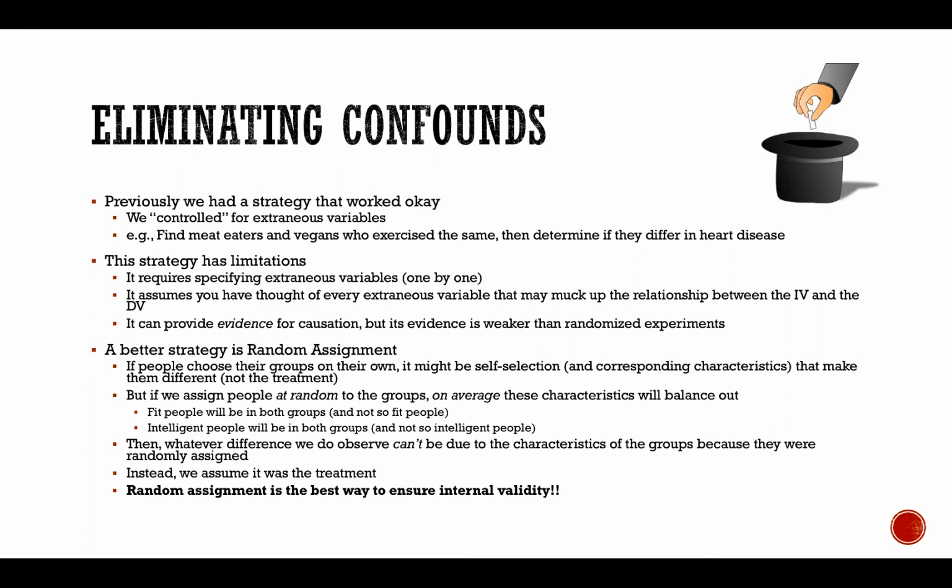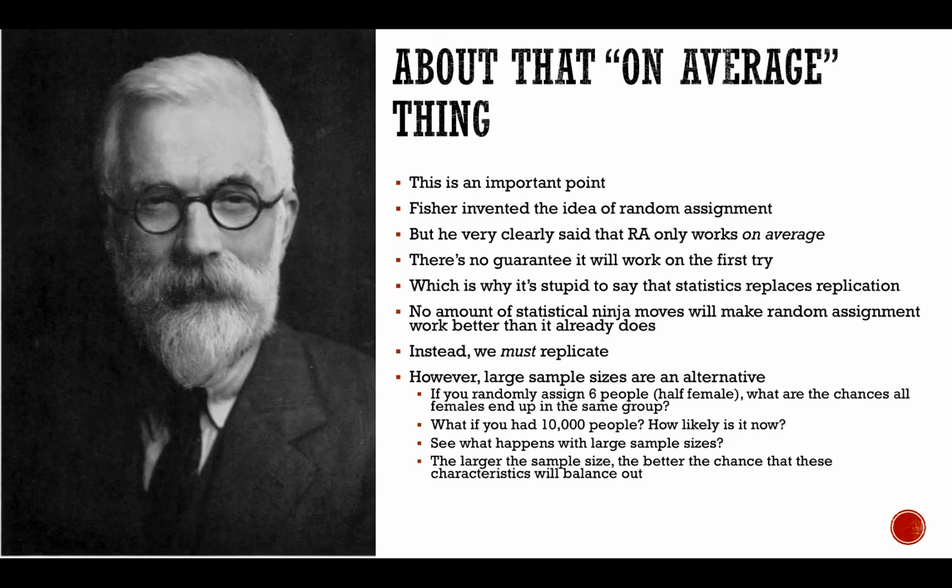And on average is the important thing there. And likewise, if intelligence might be a confound in a quasi-experimental design, if you do random assignment, on average, you'll have smart people in the control group and smart people in the treatment group, and not so smart people in the control and not so smart people in the treatment. So then whatever differences we observe can't be due to the characteristics of the group because they were randomly assigned. So that's the basic idea behind random assignment. Instead of assuming that it was group characteristics, we assume it was the treatment. So random assignment is by far the best way to ensure internal validity.